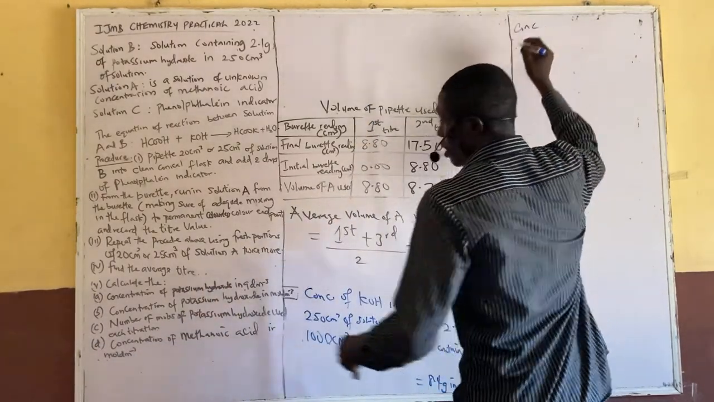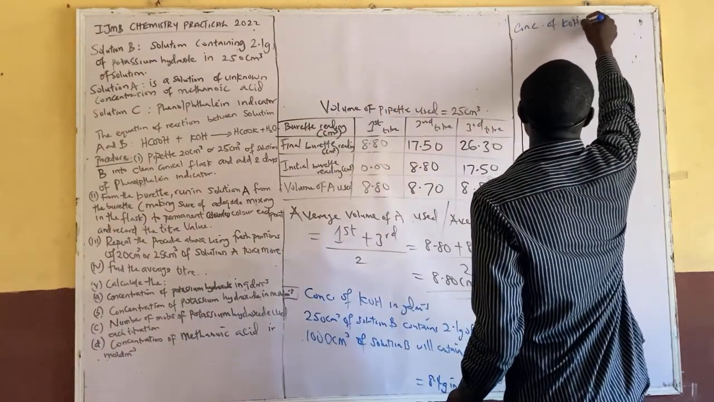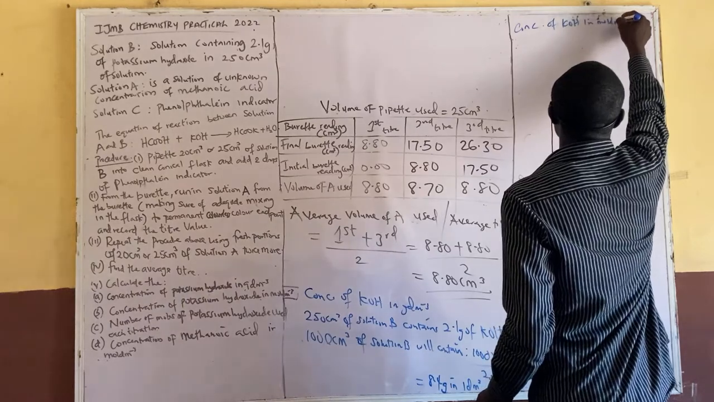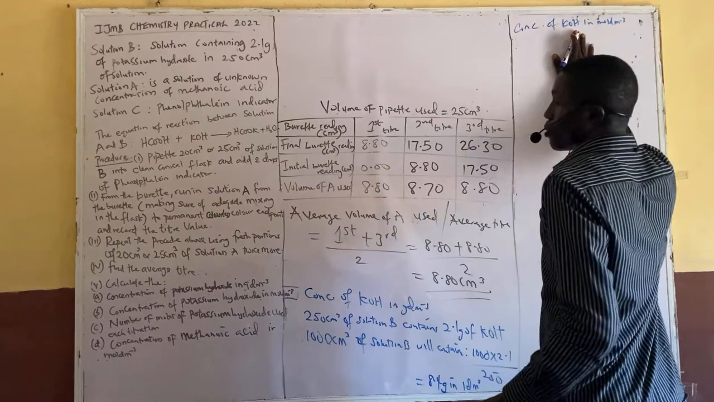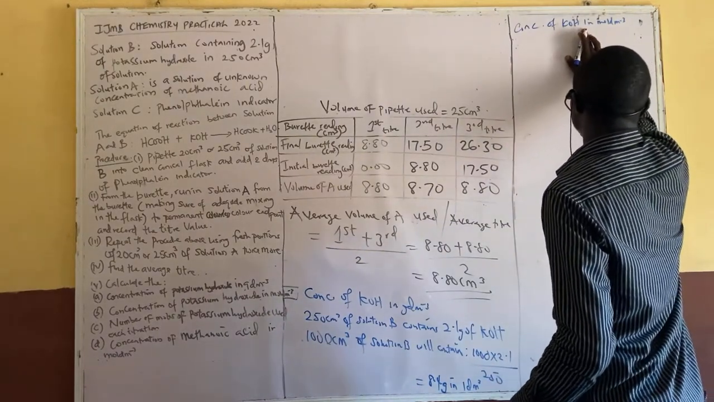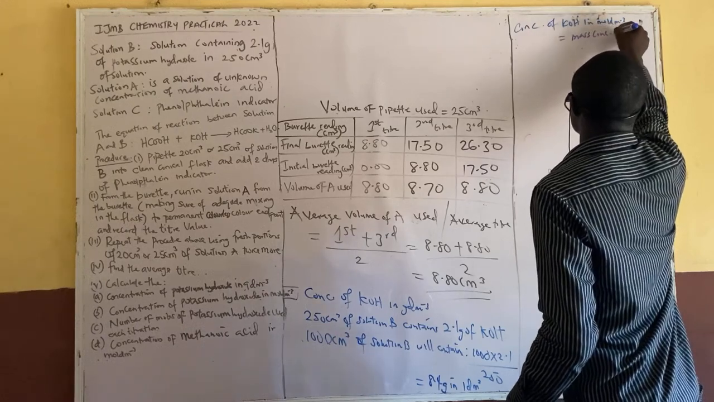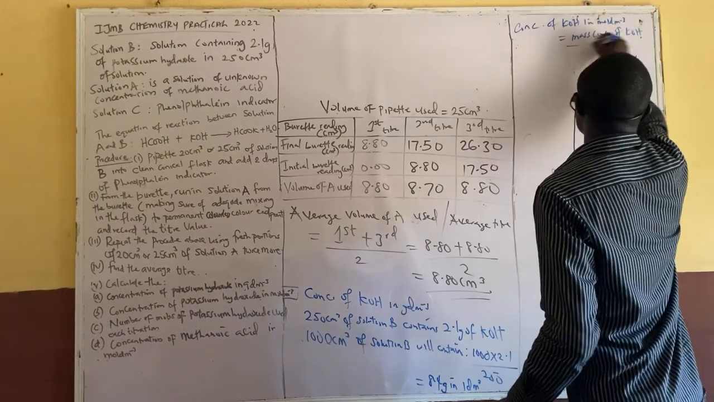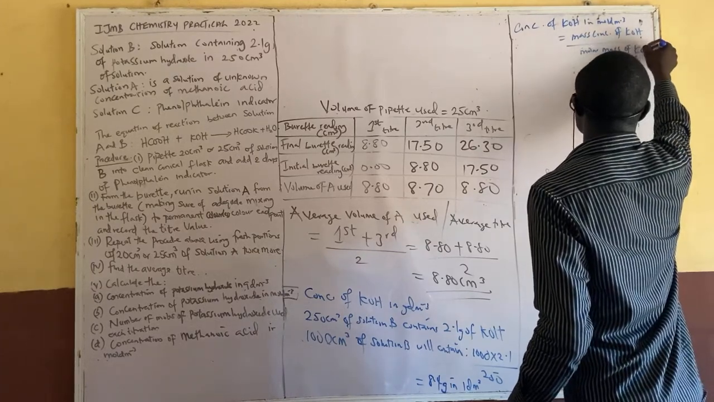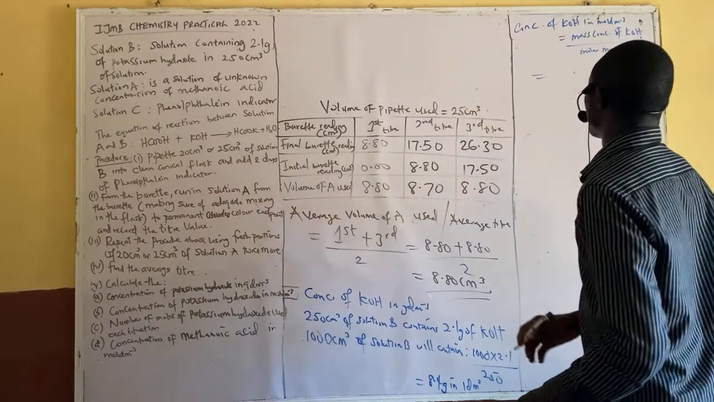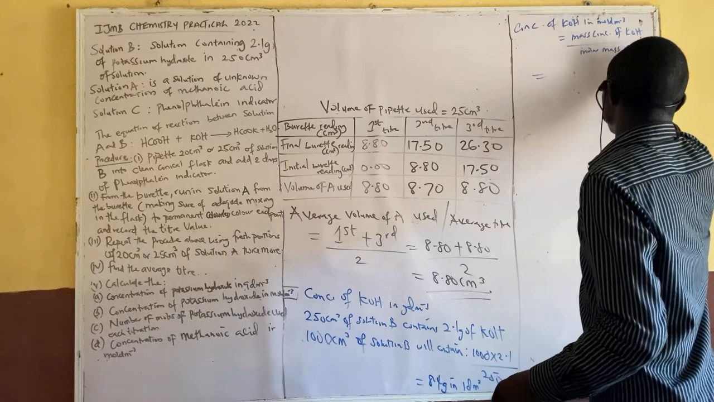So the concentration now of potassium hydroxide in mole per dm cube. How do you go about that? To calculate the concentration of potassium hydroxide in mole per dm cube, use the mass concentration of potassium hydroxide all over the molar mass of potassium hydroxide. So we have the mass of KOH over the molar mass of KOH.